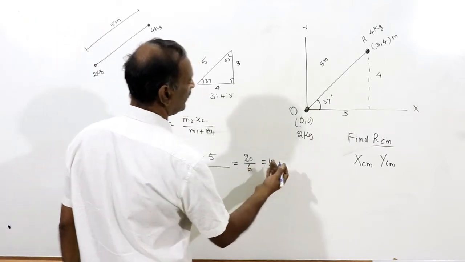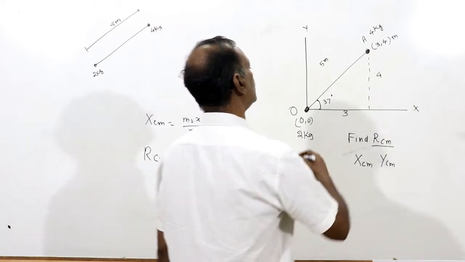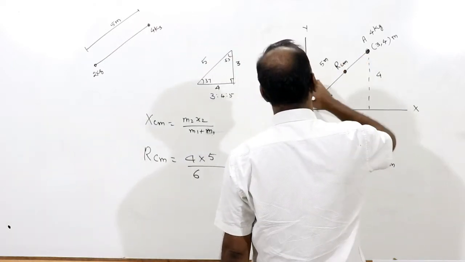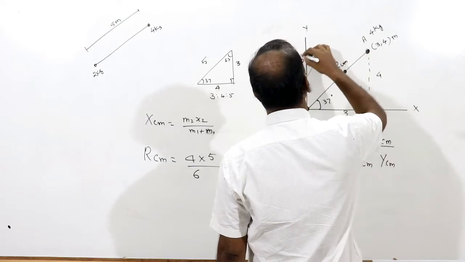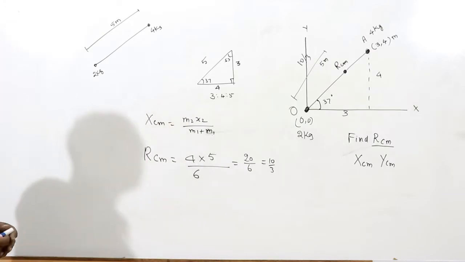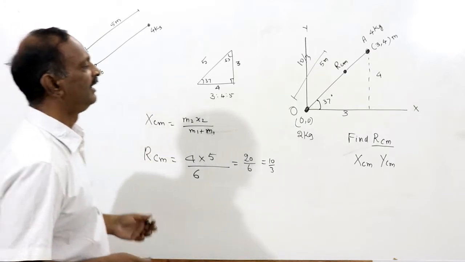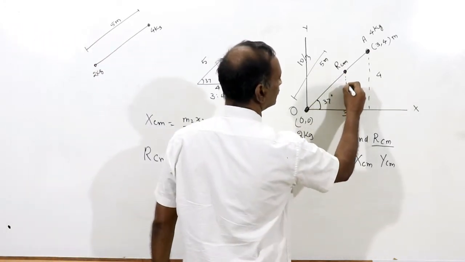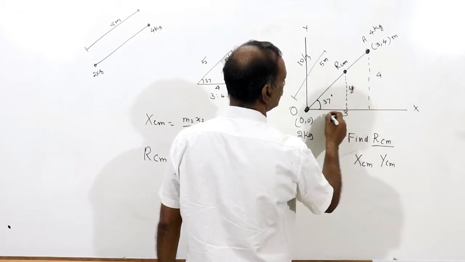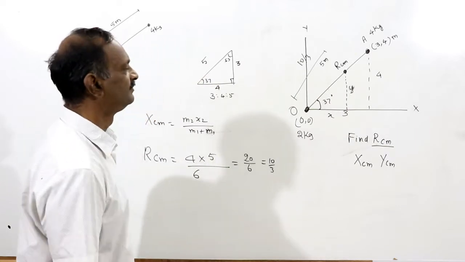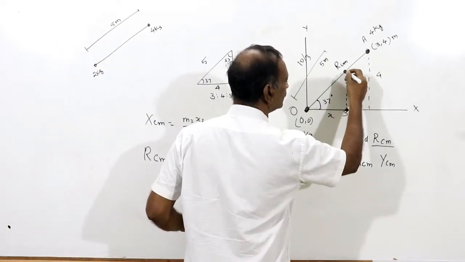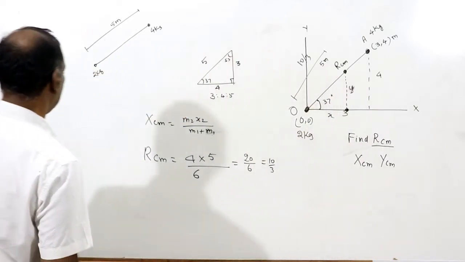10 by 3 means 3.333 something. Out of 5, here RCM is located. This distance is 10 by 3 from the origin. That is okay. Now XCM. This will be your y coordinate and this will be the x coordinate. XCM and YCM will be located here.